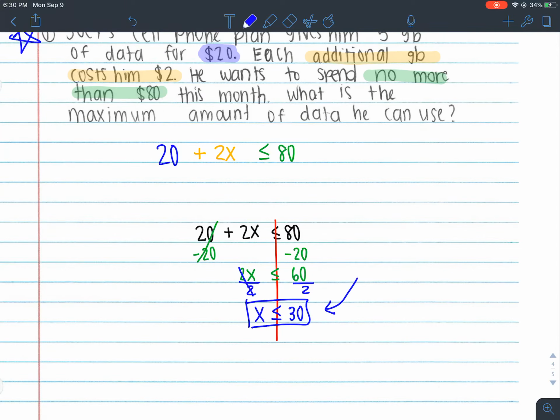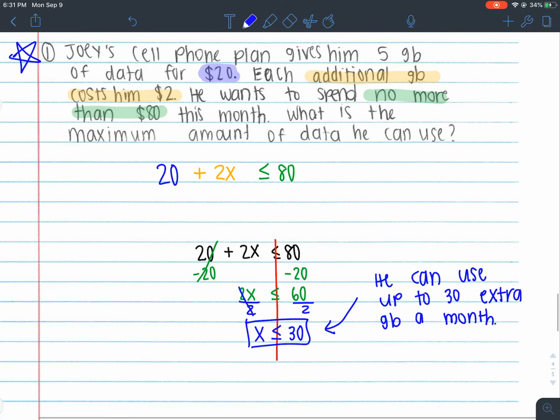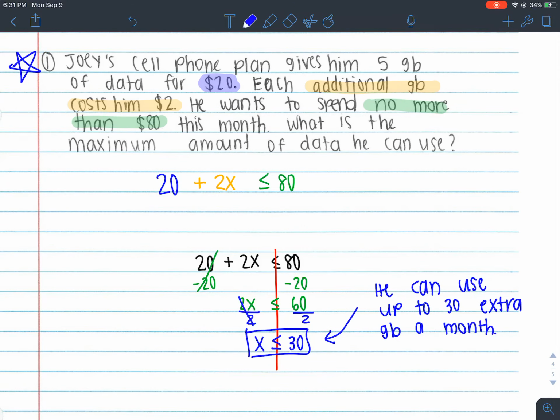What does that mean? It means he can use up to 30 extra gigabytes a month, right? So he can use 30 extra. He already has the 5, so you can have 30 extra, which means in total he could use at most 35 gigabytes because he has the 5 at the beginning for $20 plus the 30 that we could use.